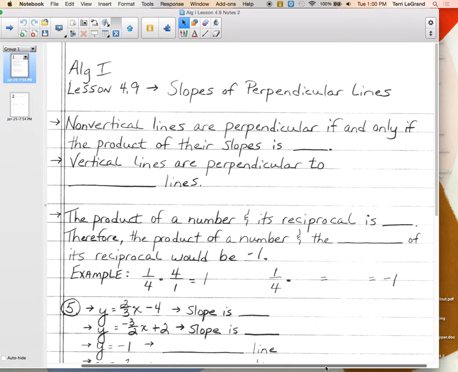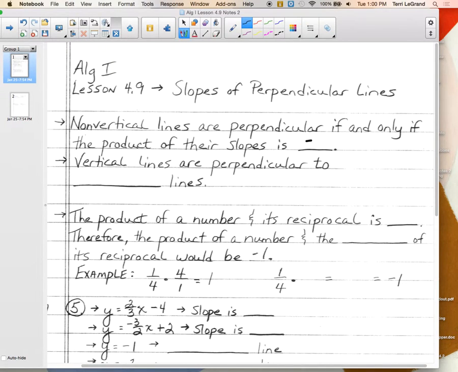Okay? So when we have non-vertical lines that are perpendicular, they're going to be perpendicular if and only if the product of their slopes is -1. What does product mean? Product of their slopes. Multiplication. When you multiply, the result better be -1. So when you multiply the slope of a line and the slope of another line, that product should turn out to be -1. If it does, then you can say you have perpendicular lines. Notice it doesn't say anything about the y-intercept. It just says the product of their slopes has to be -1.